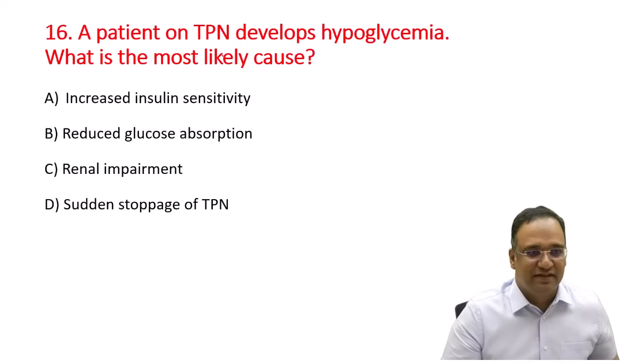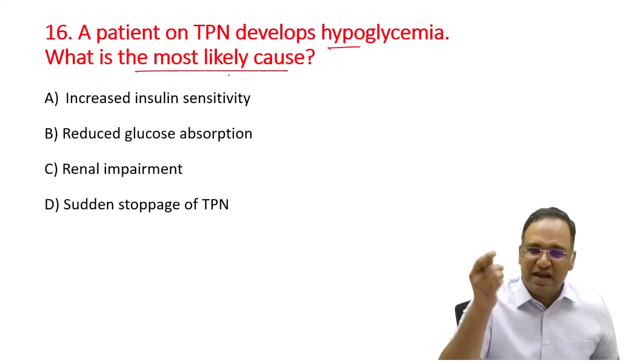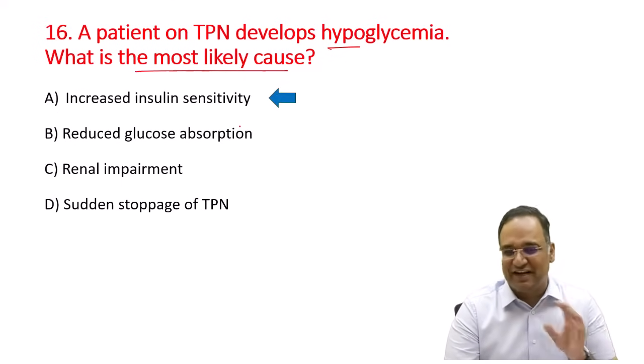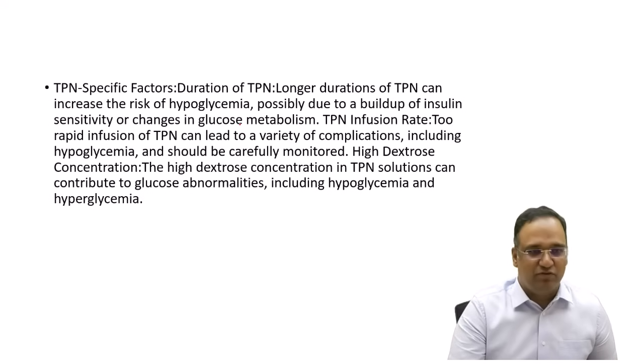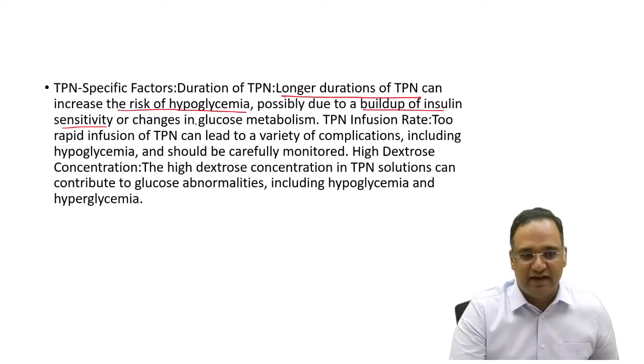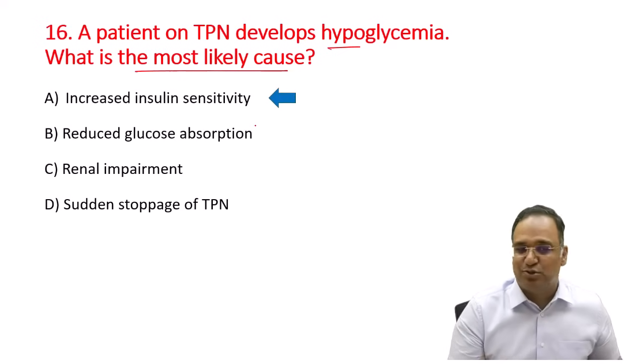Clear? Yes. A patient with a TPN develops a hypoglycemia, and what is the most likely diagnosis? This is a TPN-induced complication. One of the most important complications is the increased insulin sensitivity. Understand this. Increased insulin sensitivity happens with a long duration of TPN. Longer duration TPN can cause increased sensitivity to insulin because of build up of insulin sensitivity and changes in glucose metabolism. So, the question is very clear and the answer is also very clear.